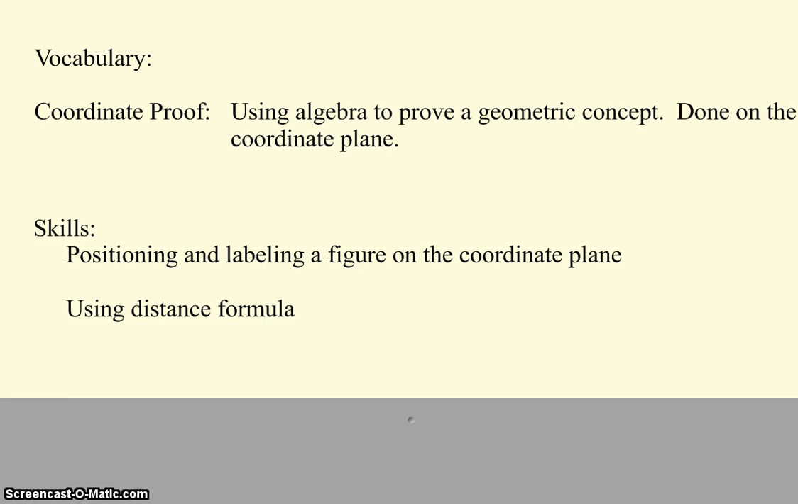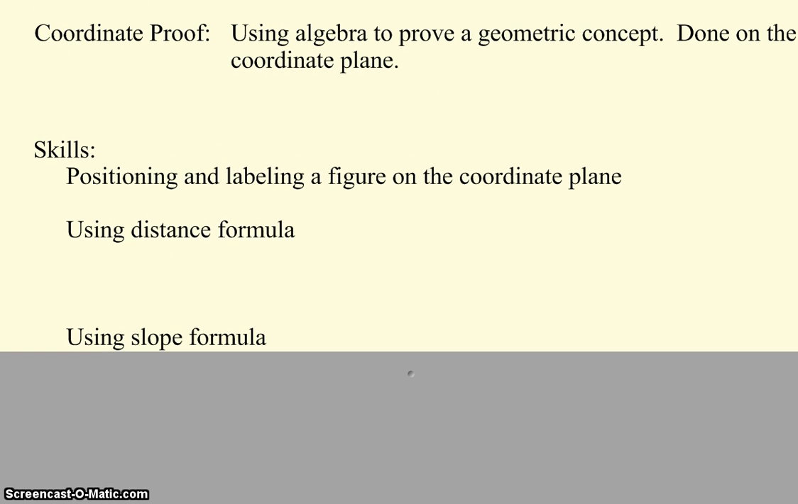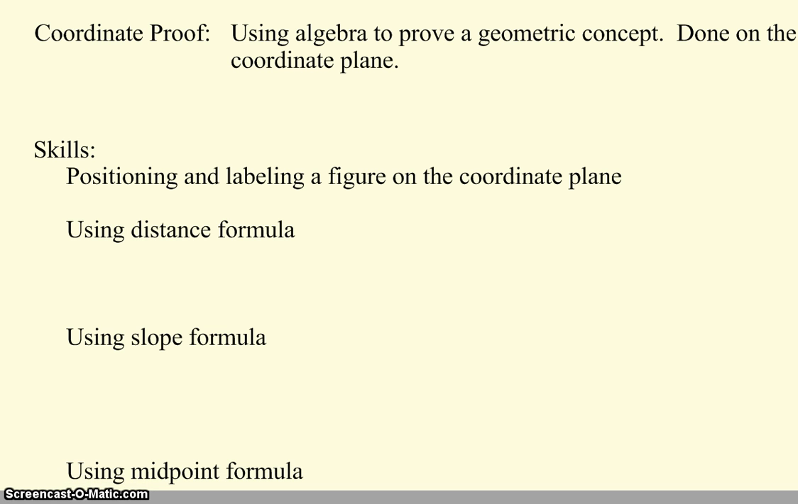In order to do this, we have to remember some formulas way back from Chapter 1 and Chapter 2. The first formula we need to remember is the distance formula, because if we're trying to prove that a triangle is isosceles, we have to be able to figure out how long the legs are. The distance formula, remember the trip to the mall, is the square root of the quantity of x1 minus x2 squared plus the quantity of y1 minus y2 squared.